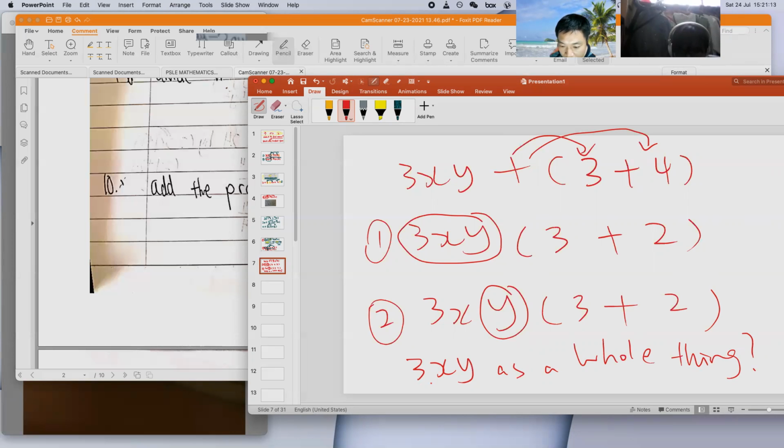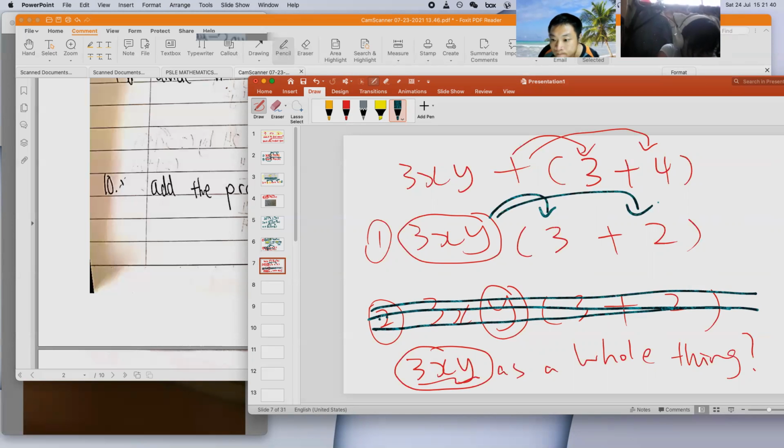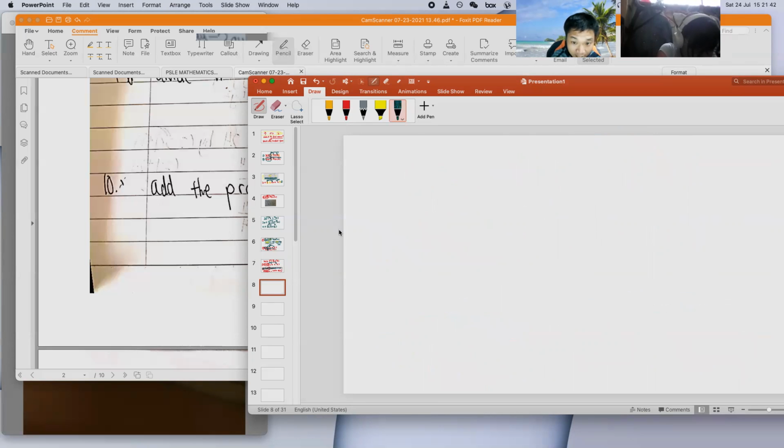Do you see 3xy as a whole thing? Like, do you see this 3xy as a whole thing? Or do you see 3xy as an individual item? Whole thing. Okay, so if you see 3xy as a whole thing, then that means you have already answered yourself. This is not correct. So if you see 3xy as a whole thing, you are supposed to do first arrow and second arrow. Okay, so like I say, 3xy is a whole thing.